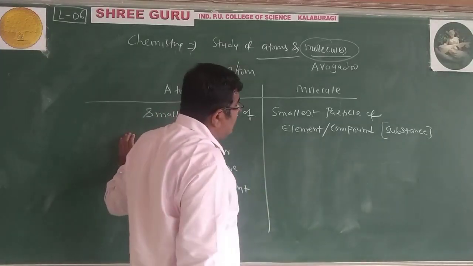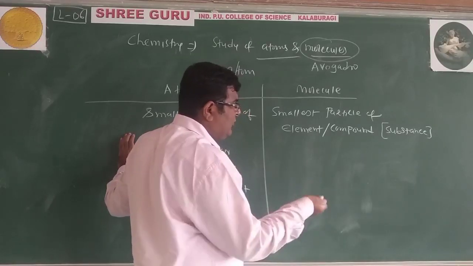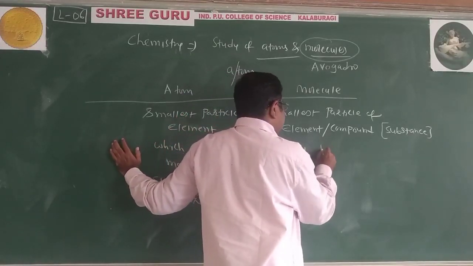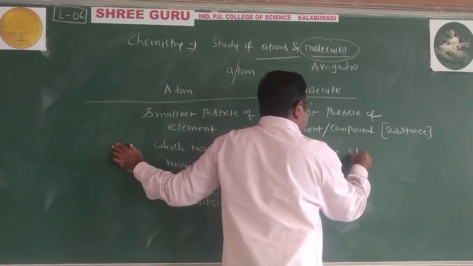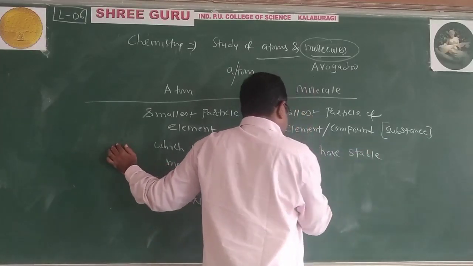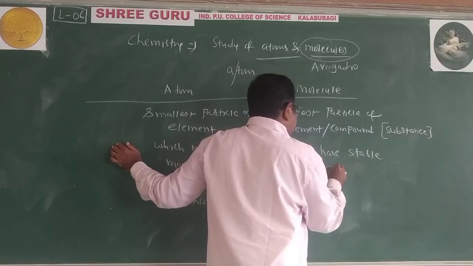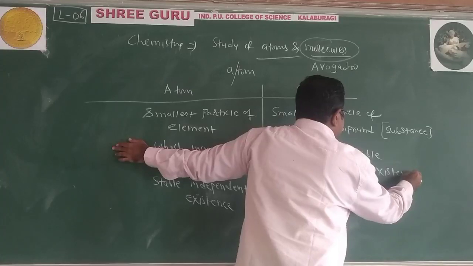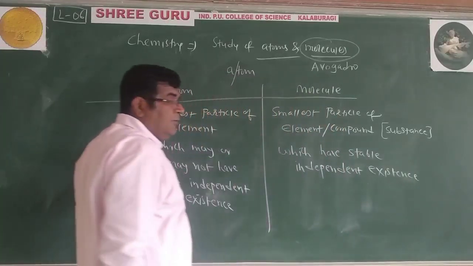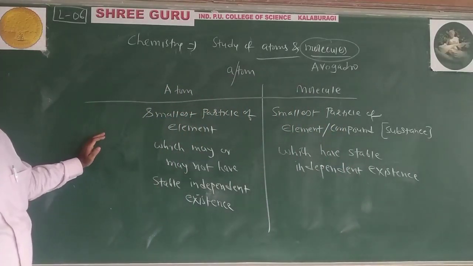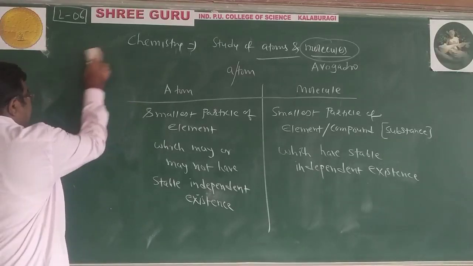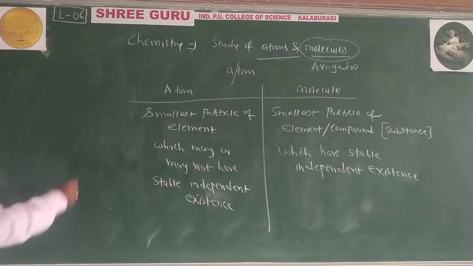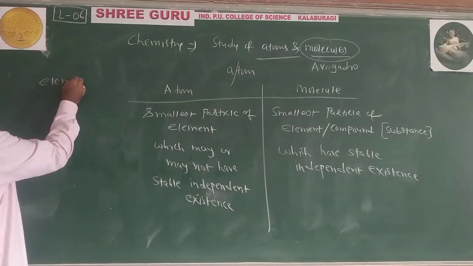But molecule is the smallest particle of element or compound, which we call a substance, which has stable, independent existence. Now, what do we mean by this? See here. I write one simple flow chart here. You will come to know what we mean by this.